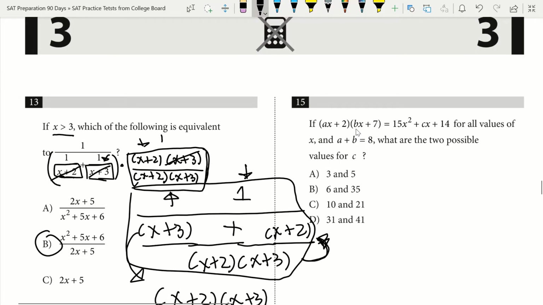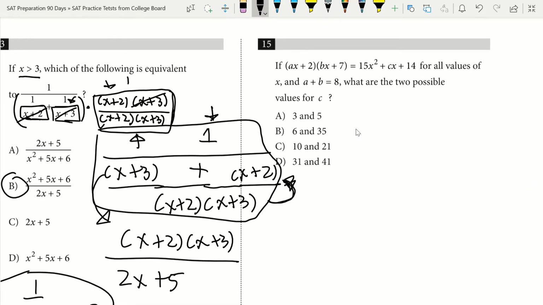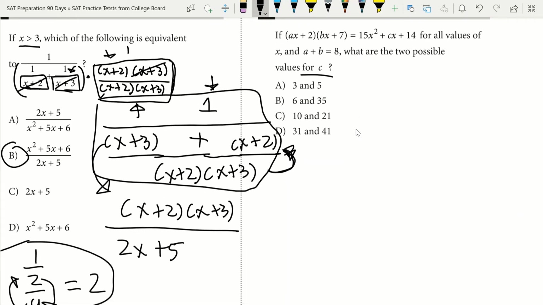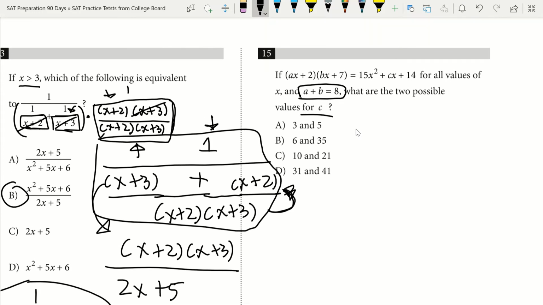All right, question 15. If ax plus 2 times the quantity bx plus 7 equals 15x squared plus cx plus 14 for all values of x, and a plus b equals 8, what are two possible values for c? All right, big things that I'm seeing here is whenever I'm given two variables equal to a number, that means I'm probably looking at a pattern of some sort, or two rules of equations I have to follow. So in this case, I have a plus b is equal to 8. I'm asked to solve for the two possible values of c, right? I know that the possible values of c are going to depend on what a and what b are, because those are my coefficients that get multiplied by this 2 and that get multiplied by this 7.